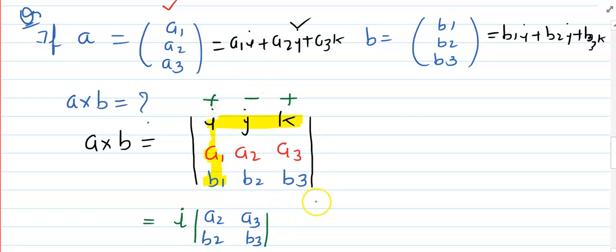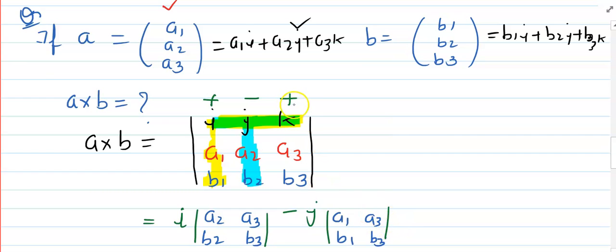Now next you will take minus j. So let's take minus j here, and here you can leave this row and this column. I'm using blue color, so you leave this row and this column. So what is visible? A1, B1, and A3, B3. So let's write down here A1, B1, and A3, B3.